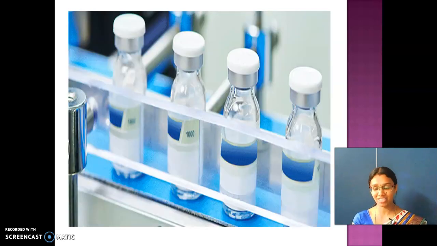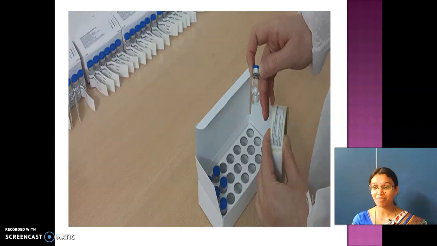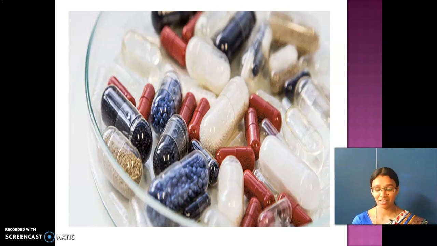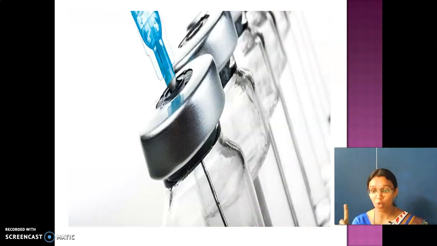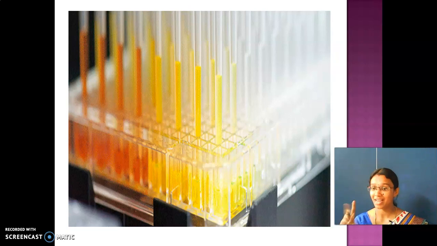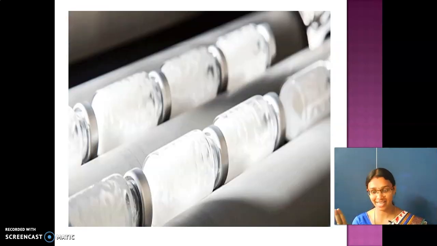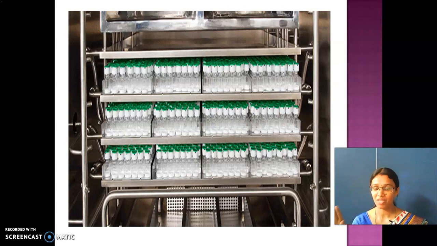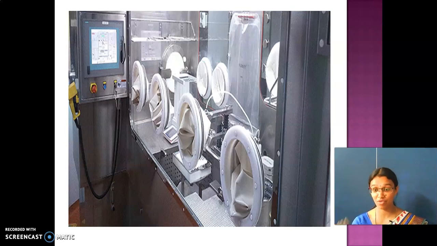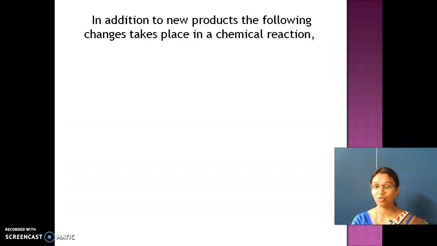So shall I give you the second question? Write some other uses of chemical change. The first question is, write what is meant by fermentation, and the second one is, write the uses of chemical changes. These are the questions which I give you as homework. In addition to new products, what are all the changes which take place in a chemical reaction? This we will continue in the next class.